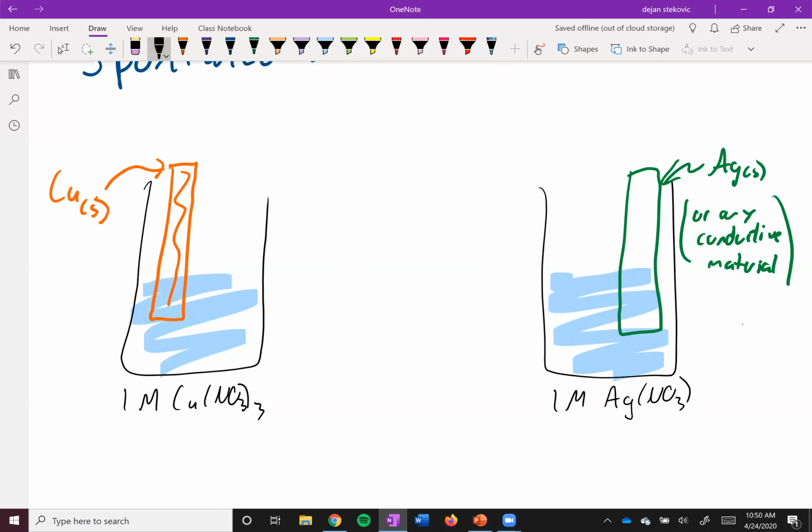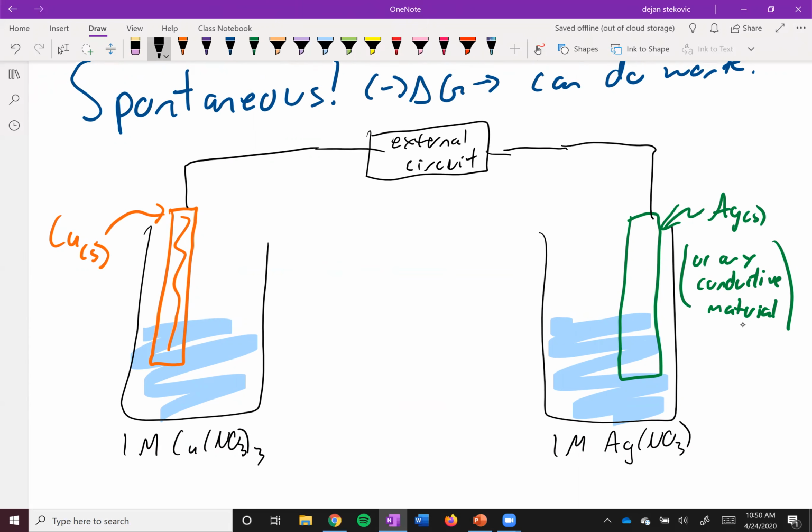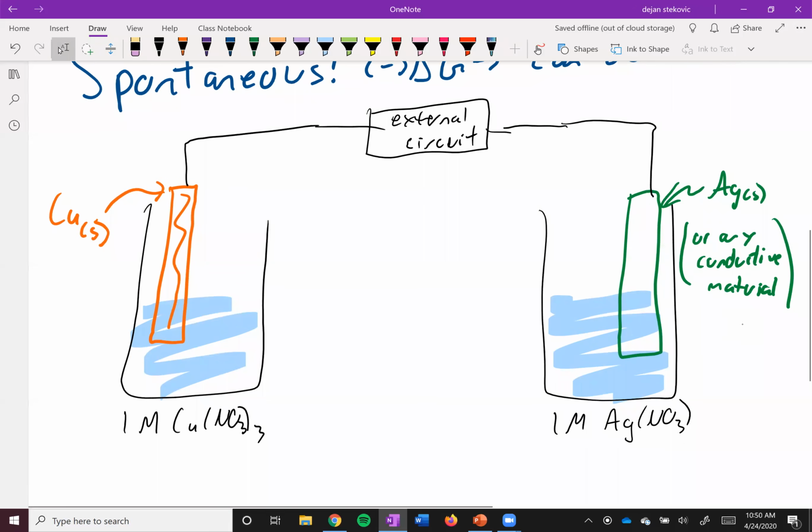Cool. Then we're going to combine these 2 electrodes with a wire, and in between, we're going to put some kind of load, an external circuit, or whatever we want. This is the part that's going to have work done on it. So this could be your TV, your laptop, whatever. And so think about the spontaneous processes here.